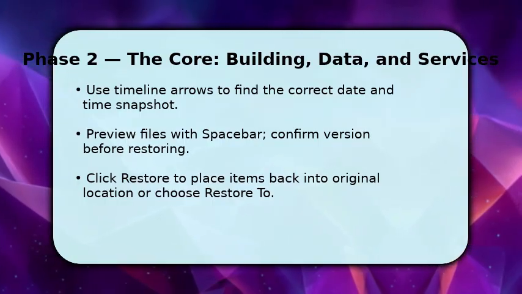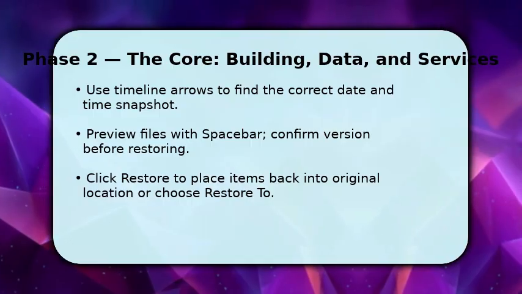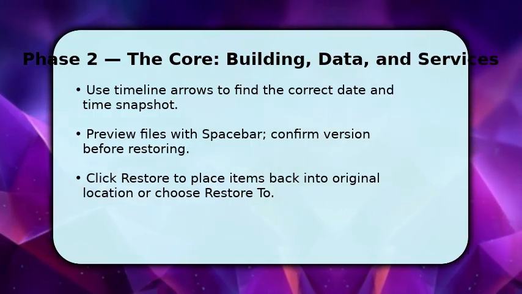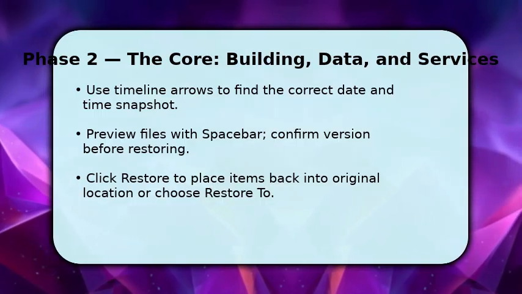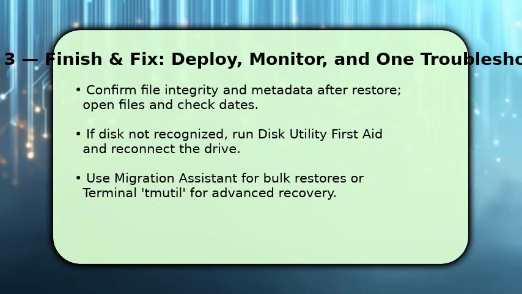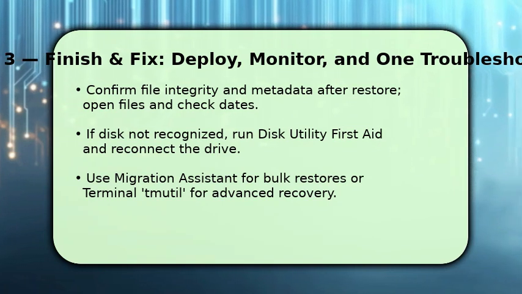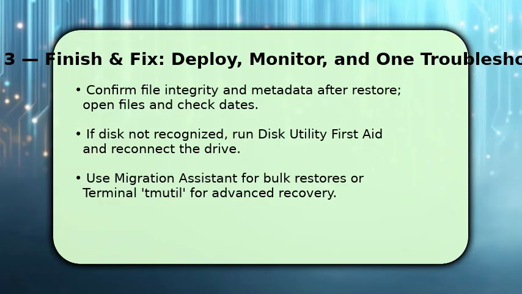Then click Restore to copy the file to its original path. If you need an alternate location, make sure to choose Restore to and pick a folder. That preserves the current system state while returning the older files. After restoration, verify the files open correctly and check modification dates, because seeing proper content and timestamps confirms success.